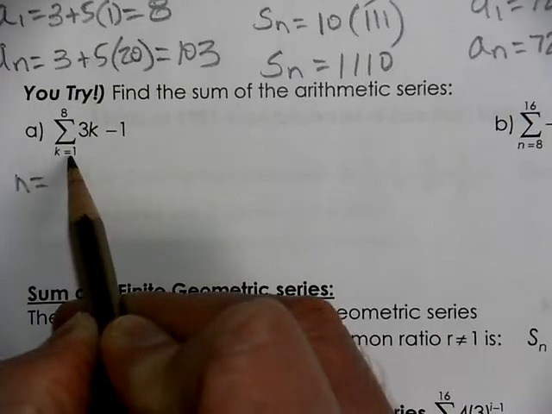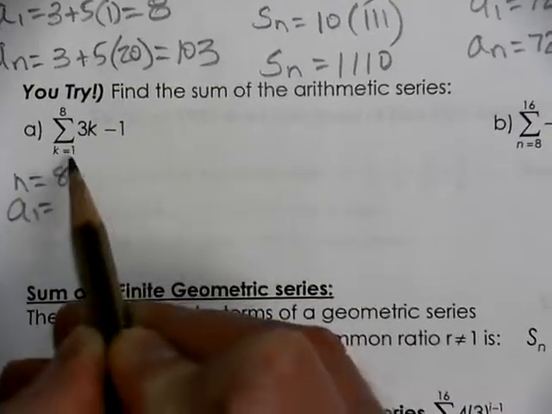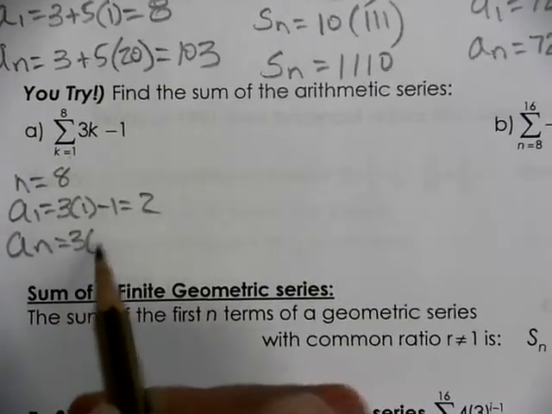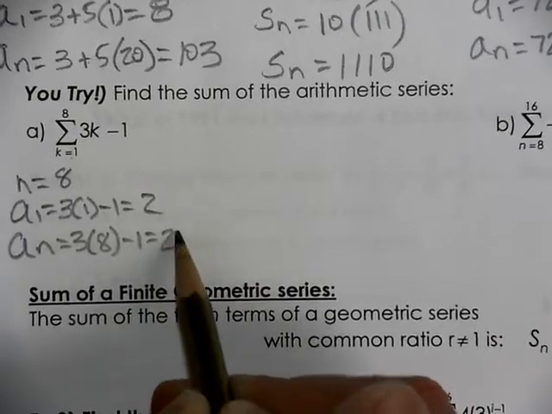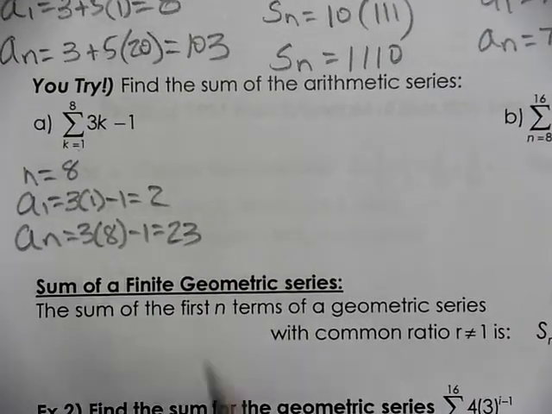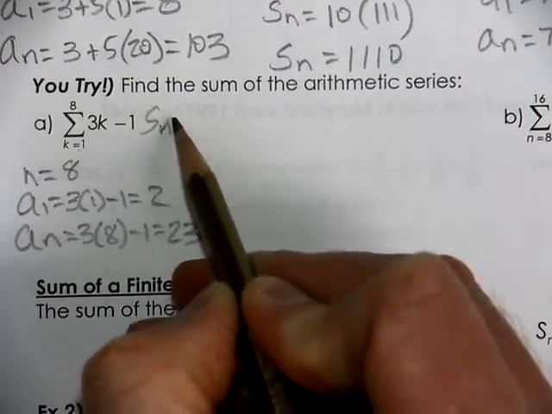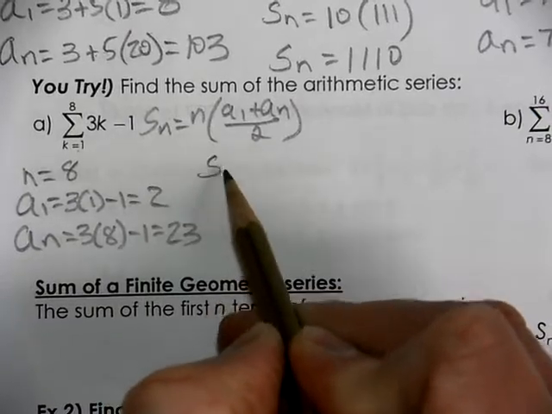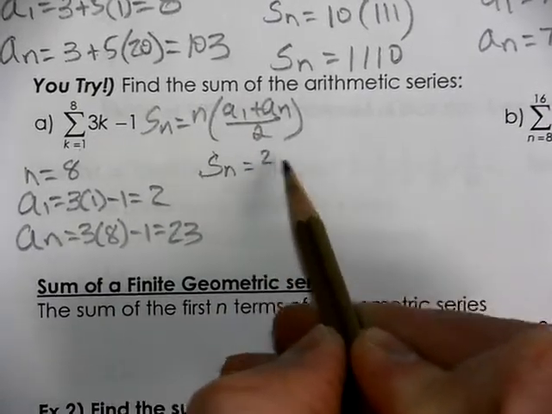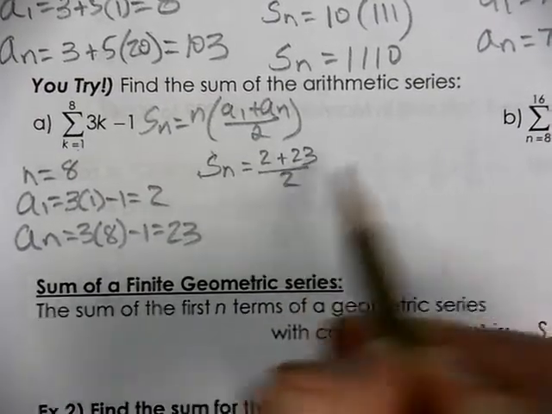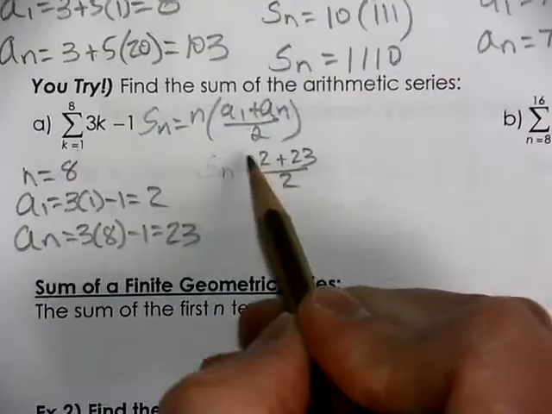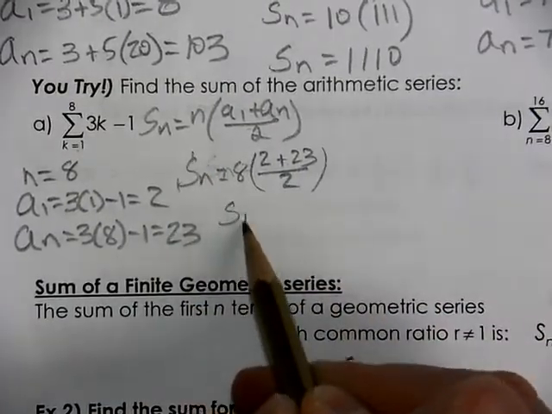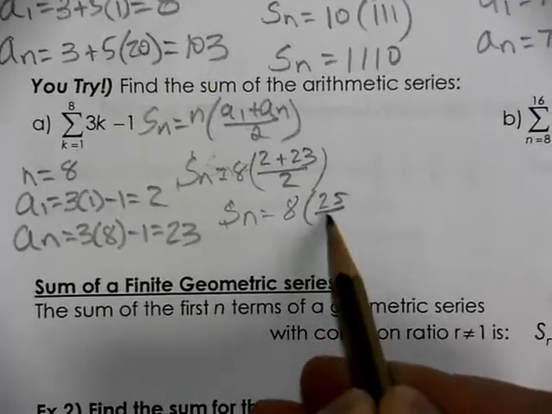So our number of terms, since we start with 1 up to 8, is 8. Our first term is when we plug 1 in, so 3 times 1 minus 1 is 2. And our last term is when we plug in an 8, which is 24 minus 1, is 23. Since our formula is the number of terms times first term plus last term, divided by 2, it's 2 plus 23 divided by 2, and don't forget you have the number of terms sitting in front of that. Number of terms is 8. So the sum of the terms is 8 times 25 divided by 2.